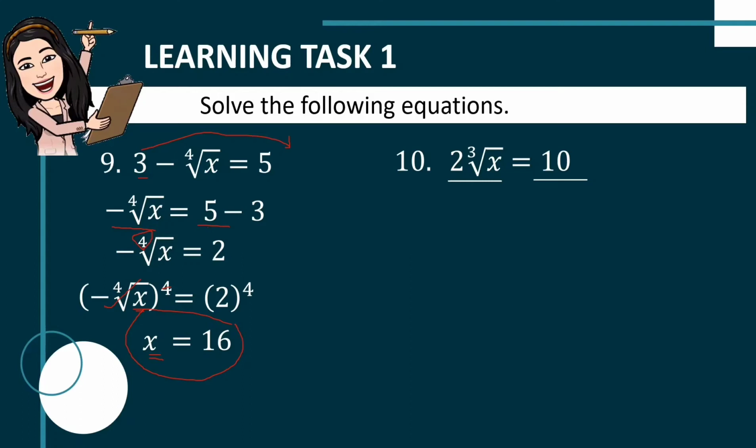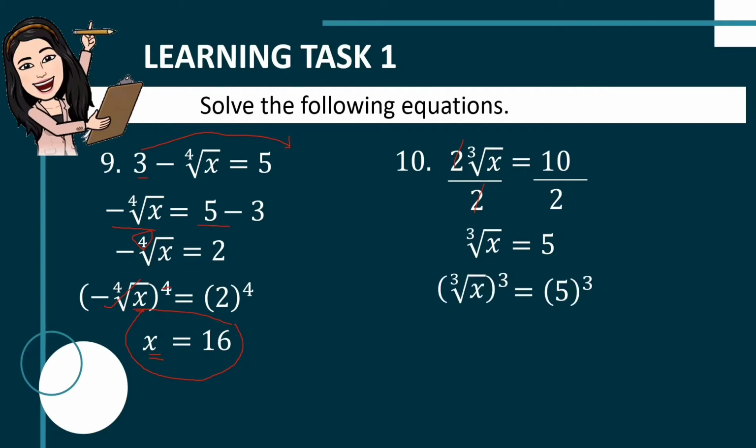So therefore, para mas madali yung ating pag-solve, we can divide both sides by 2, para mas maliit or mas simplify na agad natin. Dividing both sides by 2, ang natira na lang ay cube root of x is equal to what is 10 divided by 2? Okay, we have 5. Maliwanag? Now, we will raise them to the power of 3.